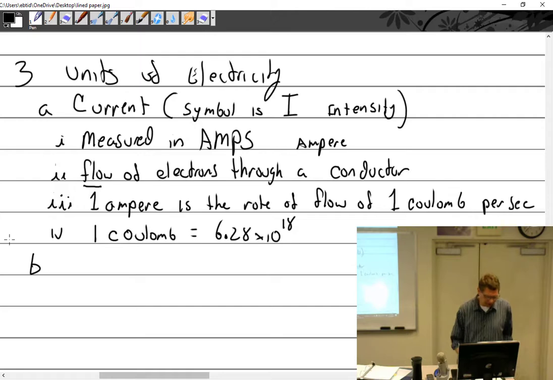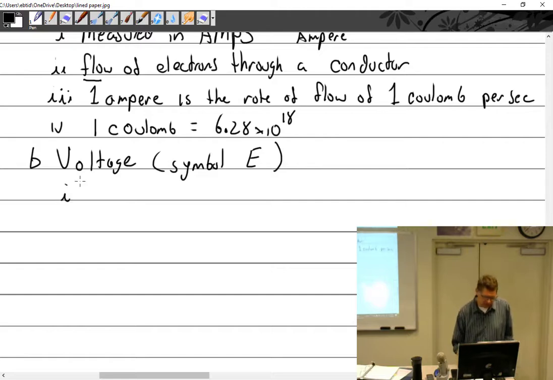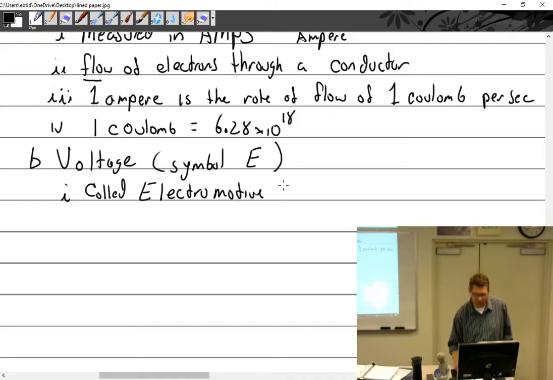All right. So B is voltage. Voltage, the symbol. Oops. Let's try spelling symbol correctly: S-Y-M-B-O-L. The symbol is E. And you're going to ask me why. Its symbol is E because it is often called, or it used to be called, electromotive force, which is abbreviated EMF.